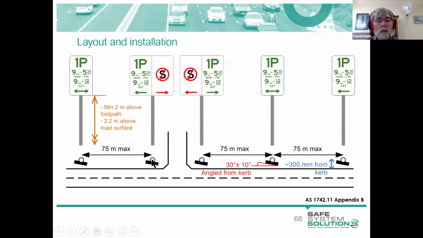Where the signs cover a side road or a laneway even, then if you're putting up the permissive signs, it's a good idea to put up the no stopping signs as well. But if there are no permissive signs along the road, you don't need to put up the no stopping sign, because the road rules cover that anyway. No stopping within 10 meters, I think it is, of an intersection.